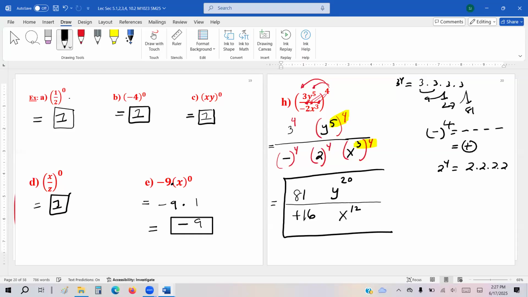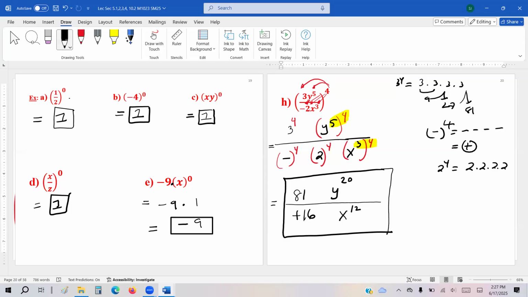The exponent we cannot touch because exponent is based on the base. So x to the 12 and y to the 20, we cannot touch them because their bases are not same. And 16 and 81, one of them is odd, one of them is even. They're perfect squares, but they're not divisible by any number. So you have to leave them alone. Any question on this one?